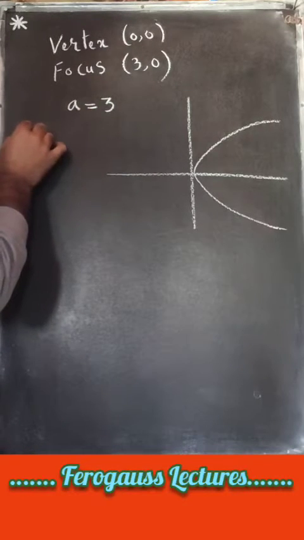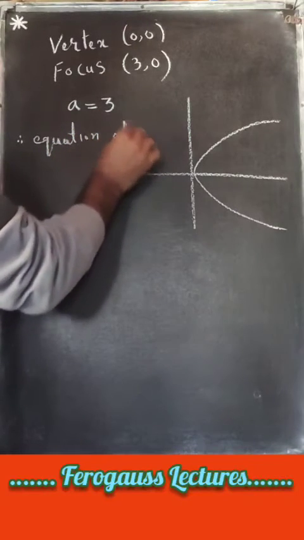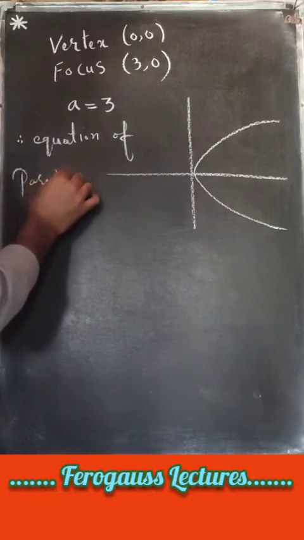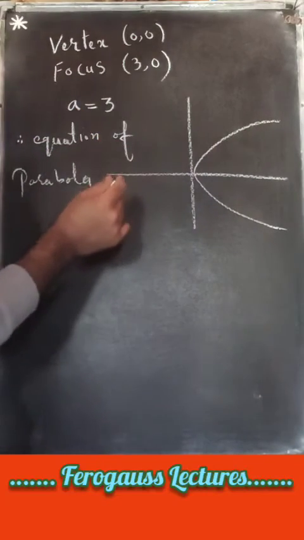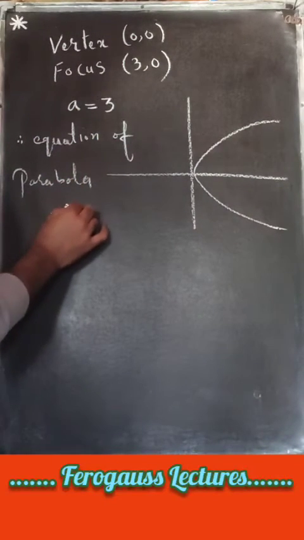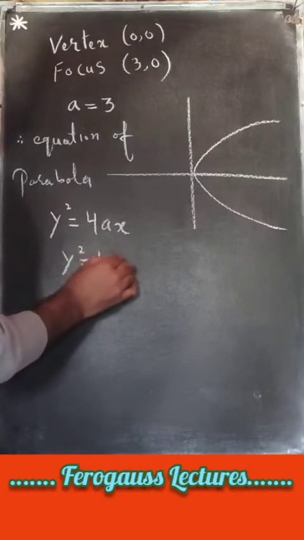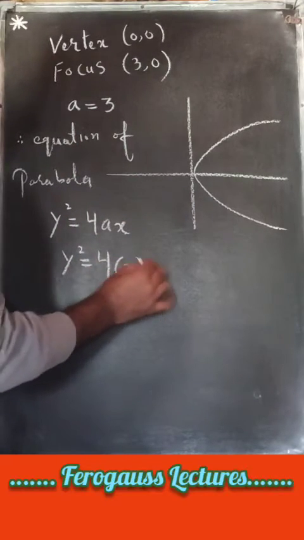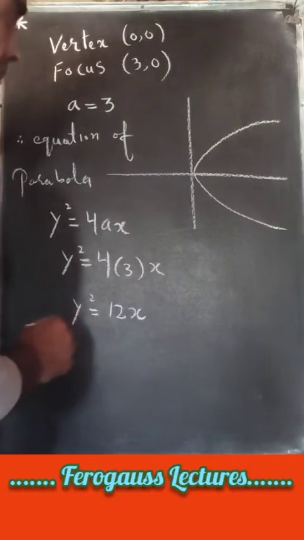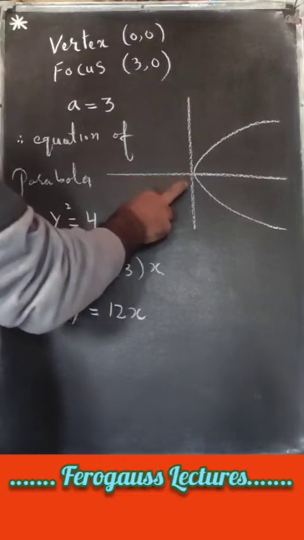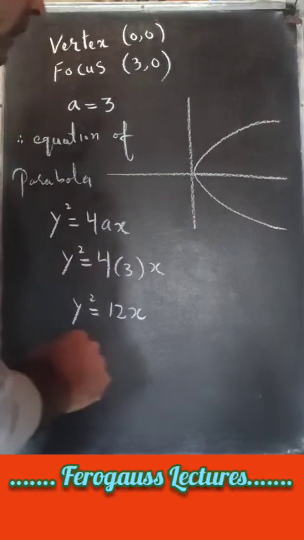The equation of a parabola with vertex at the origin and focus on the x-axis is y square equal to 4ax, and in this case a is equal to 3, so we can write y square is equal to 12x. So the equation of the parabola with vertex at the origin and focus at (3, 0) is y square equal to 12x. That completes the question.